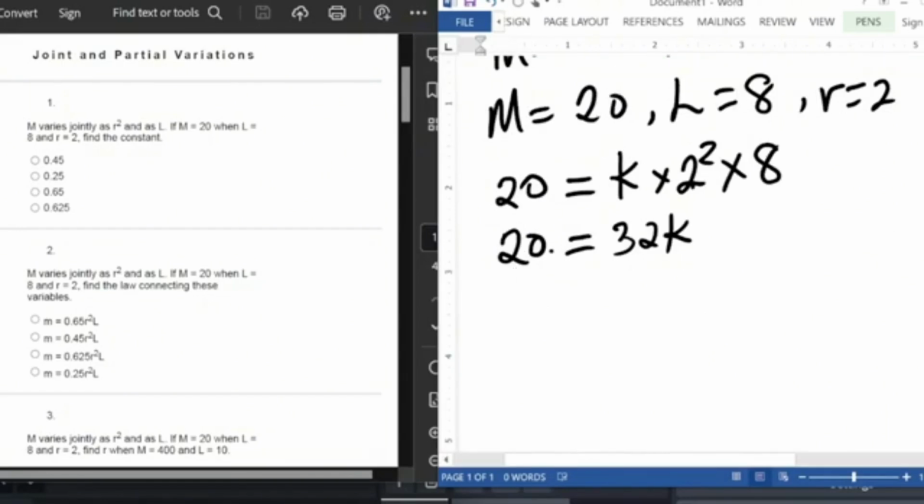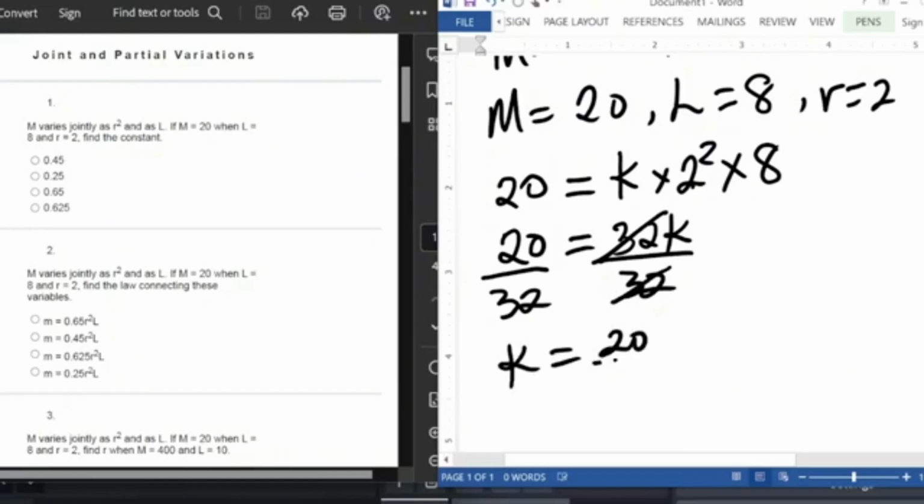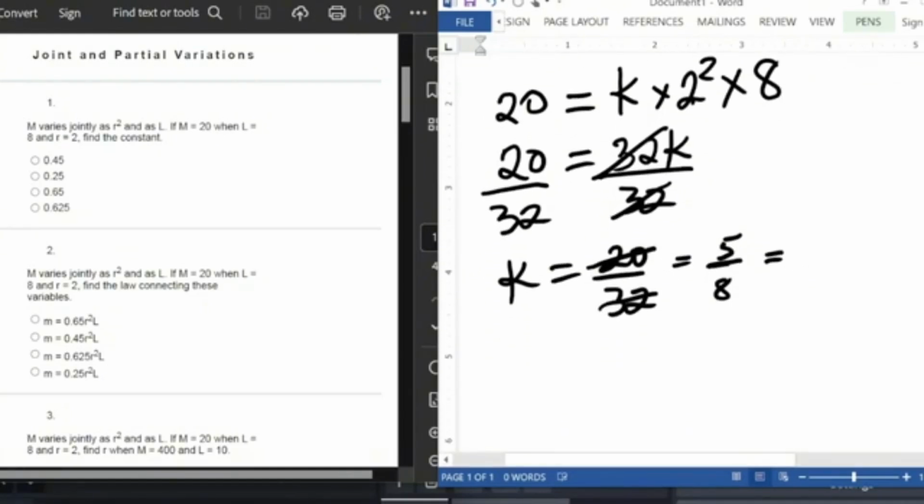So we're going to have this divided by 32, this divided by 32. So 32 cancels 32, and k will then equal 20 over 32. So 4 goes into 20 five times, and 4 goes into 32 eight times. So we have 5 divided by 8. We can leave it this way, and we can change it to decimal, but the options given here are all in decimal. So we check that out.